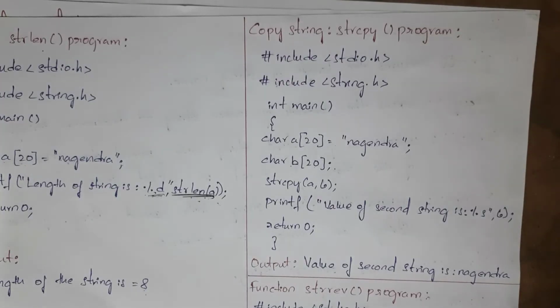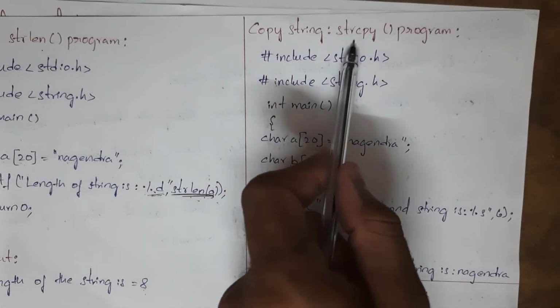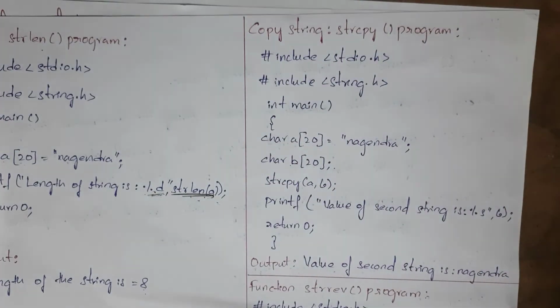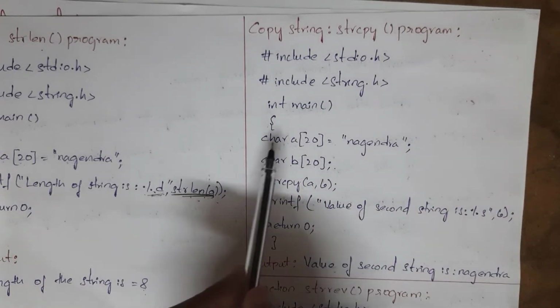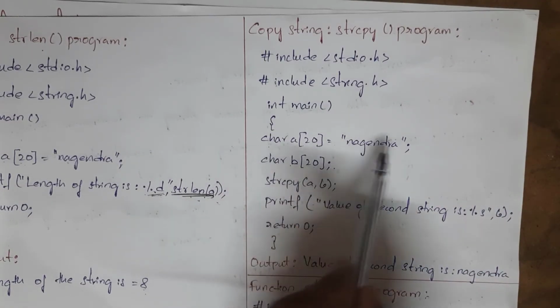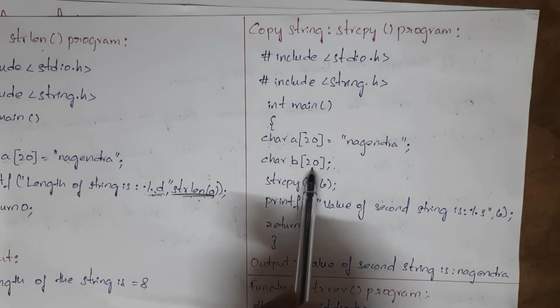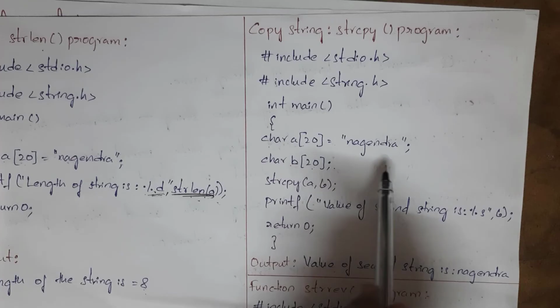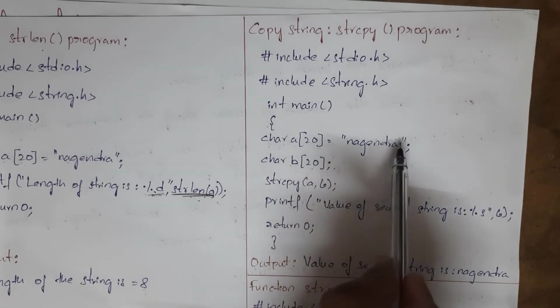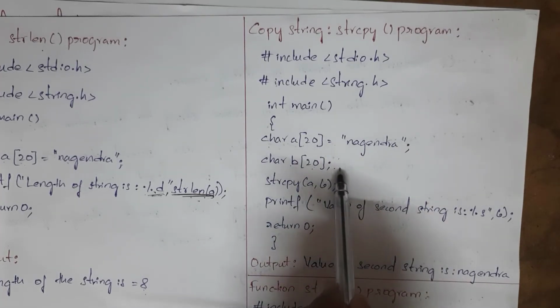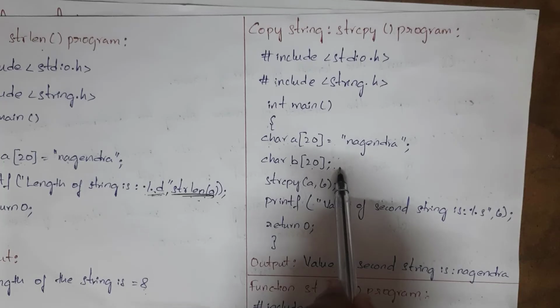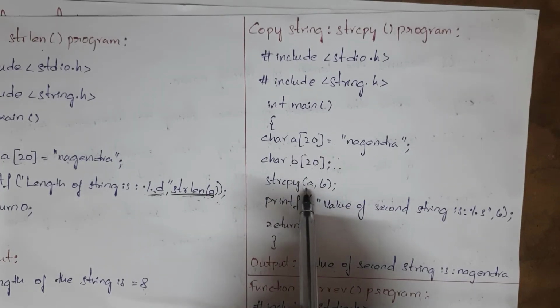Next one is the strcpy function, where strcpy stands for string copy. If you want to copy data from one string to another string, then you need to use the strcpy function. This is an example. Here I wrote char a of 20 equal to Nagendra. And similarly I took another character array, b of 20. Now I did not give any value to it. Now I want to copy this data, that is Nagendra, to this b. So for that purpose I need to use string copy. Here I wrote strcpy a comma b.